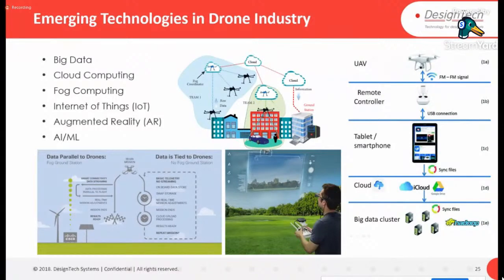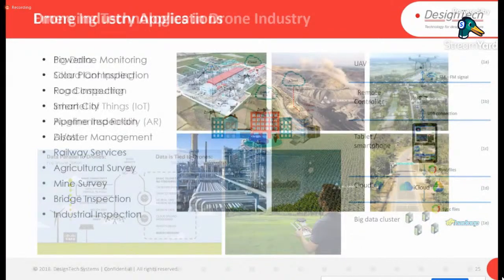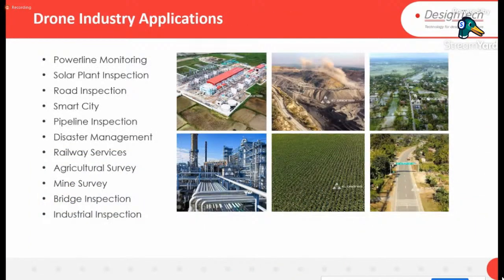If you look at the image right at the bottom, it's basically talking about fog ground stations, which help in transmitting data over a large scale where a drone is going to be used. Now, this is just an example of technologies where you may happen to work in the future. So drones cater to multiple industry requirements. So that is where your problem statement comes in.